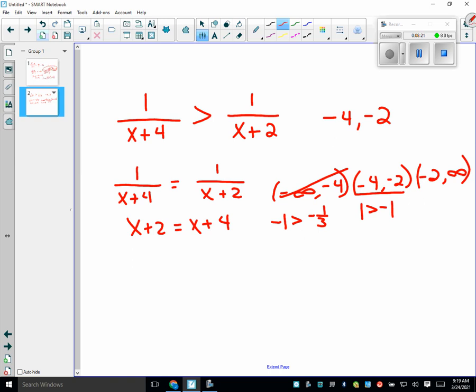What are we going to use on the last one? 0. So 1/4 is greater than 1/2. Doesn't work, does it? So my answer is -4 to -2. Does that make sense to you all?